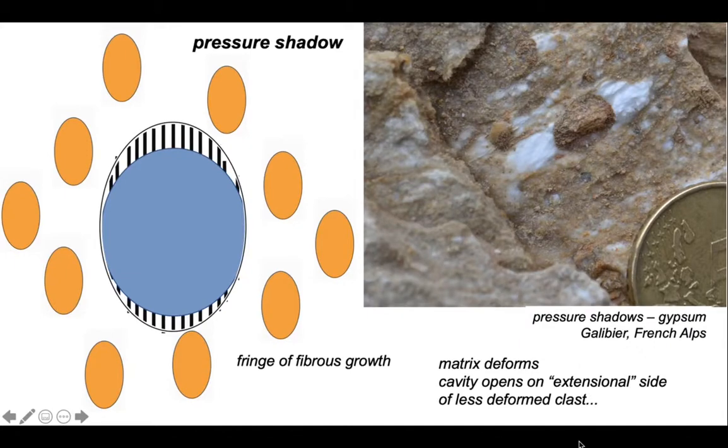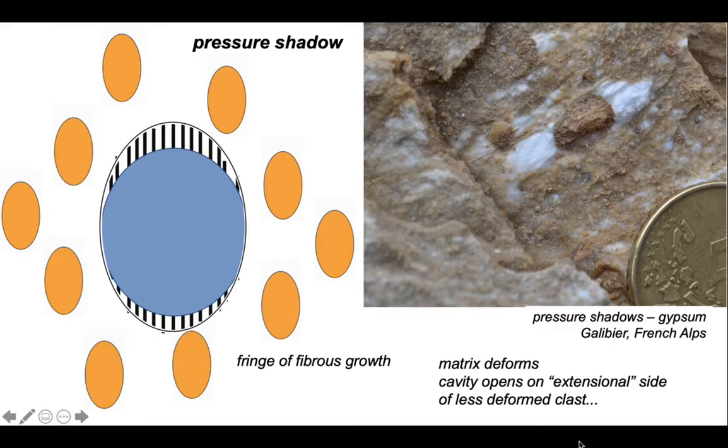These features are called pressure shadows. They're characterized by the fibrous growth of the pressure shadow fill. The reason for that is that the cavity will open gradually and the fibers will chart that gradual opening. So the matrix deforms, the cavity opens on the extensional or dilational side of our more rigid grain, and we get that type of structure.